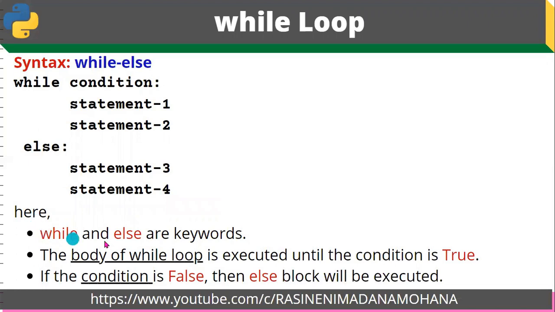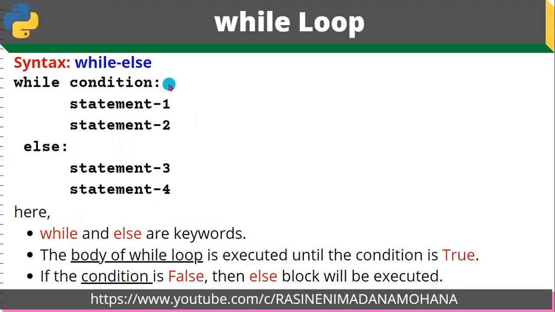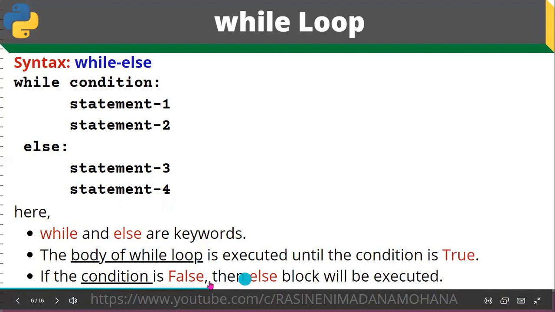Here while and else are keywords. Then the body of the while loop is executed until the condition returns true. Whenever the while condition returns false, that means the condition fails, it comes to the else part. Then the statements in the else part are all executed. This is the syntax of while else.